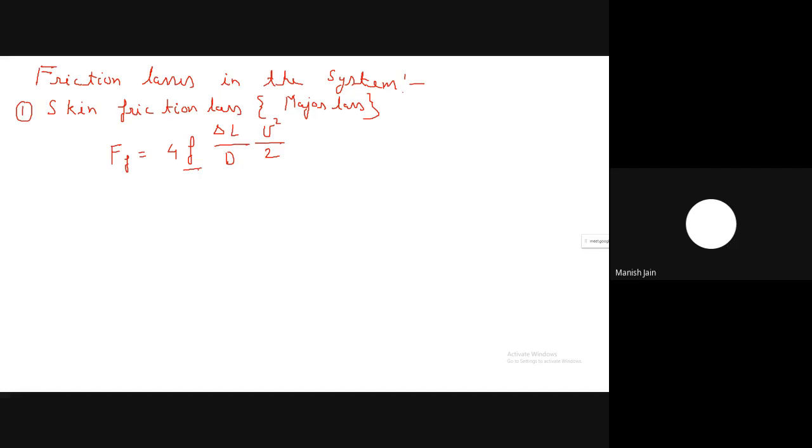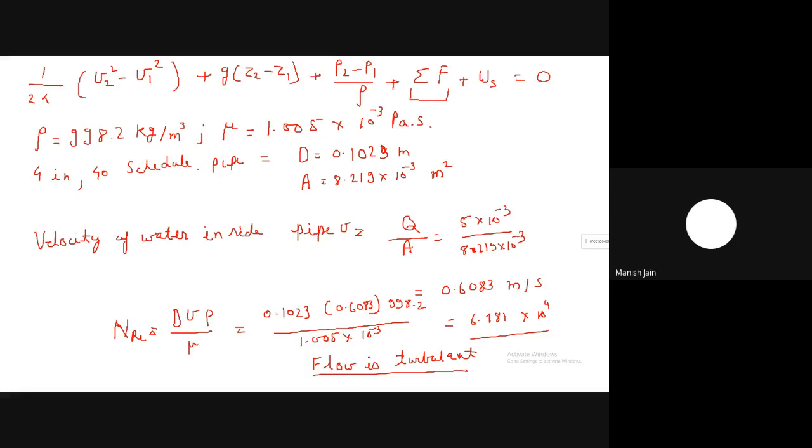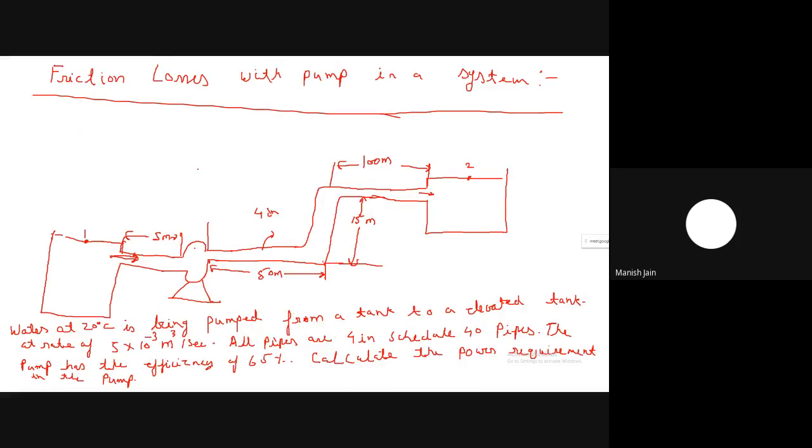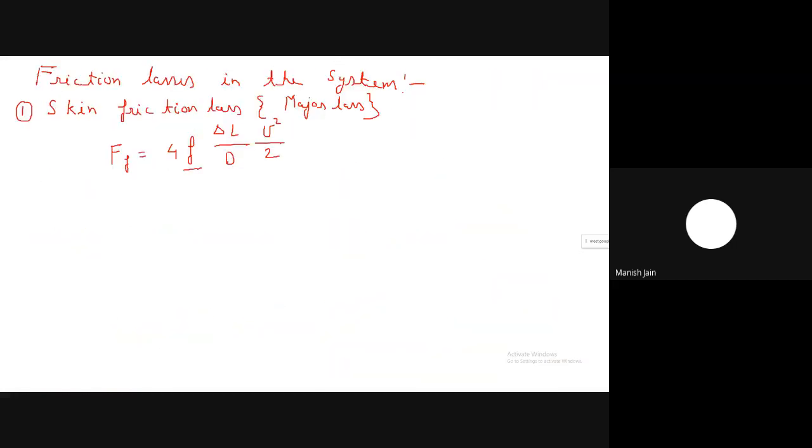Okay, so here it is given that you have the pipeline of schedule number 40, and suppose it is a cast iron pipeline. So for cast iron, the value of psi, that means the roughness factor, because when you have the turbulent region, you should know the roughness factor. So roughness factor is given here, equal to 4.6 multiplied by 10 to the power minus 5 meter. This is the roughness factor.